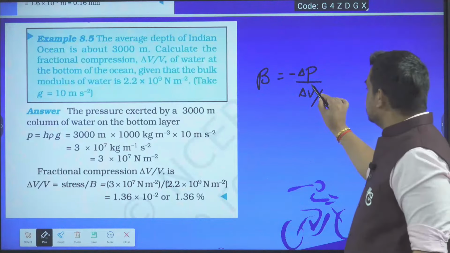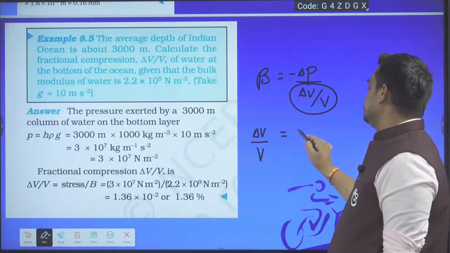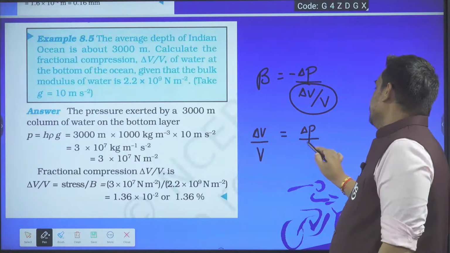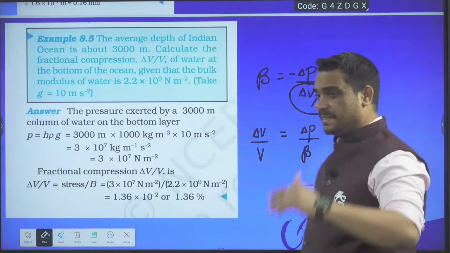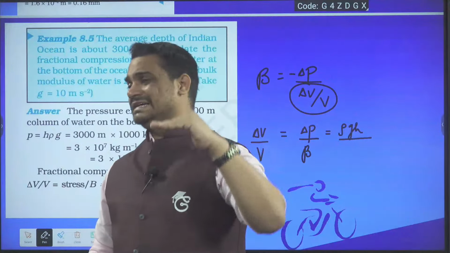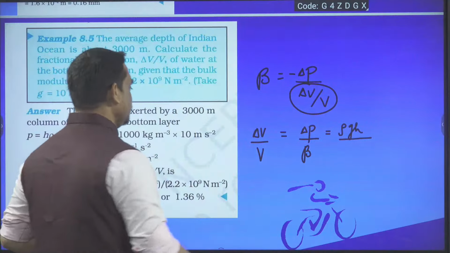We need to figure out this thing. So you can say delta V by V, if you have to find, then this becomes delta P divided by beta. Delta P is nothing but rho gh, the change in pressure. Here pressure is P naught, then at depth P naught plus rho gh, so rho gh is the change, divided by your beta.